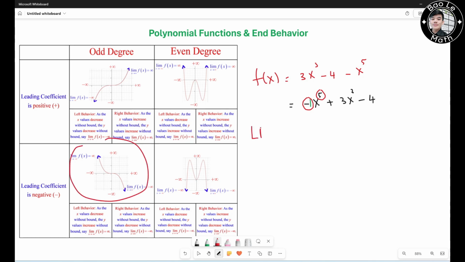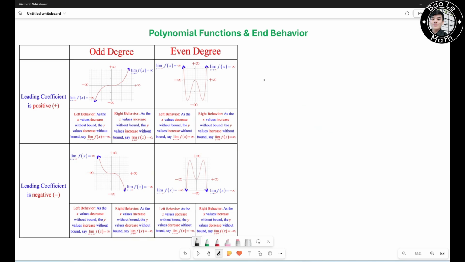So the left behavior is going to be the limit of the function f of s when s approaches negative infinity is going to be positive infinity. The right behavior, the limit of the function f of s when s approaches positive infinity is negative infinity.